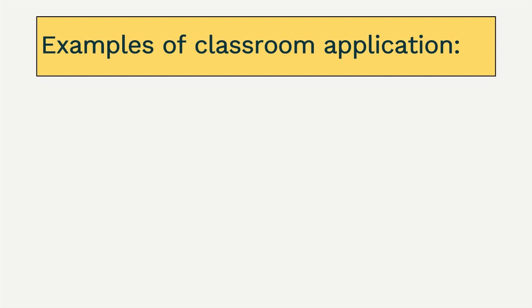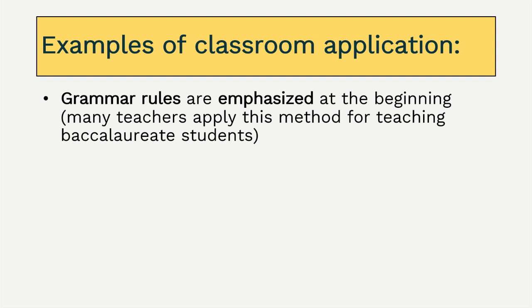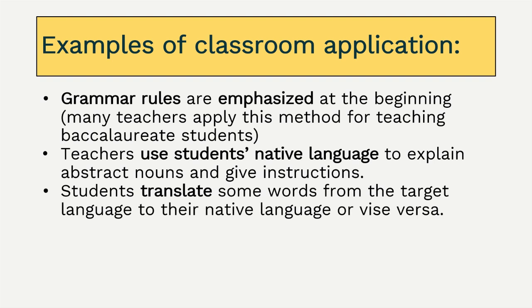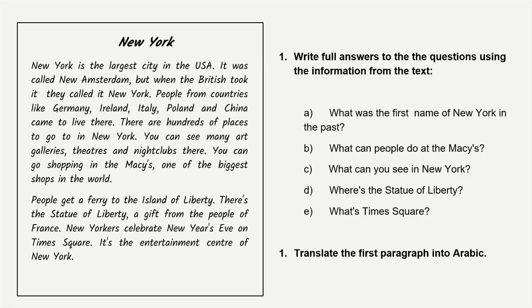Here are some examples of classroom applications. The first one, grammar rules are emphasized at the beginning. For example, many Moroccan teachers apply this method for teaching baccalaureate students. Teachers use students' native language to explain abstract nouns and give instructions. And finally, students translate some words from the target language to their native language or vice versa. This is an example of a grammar translation method task.